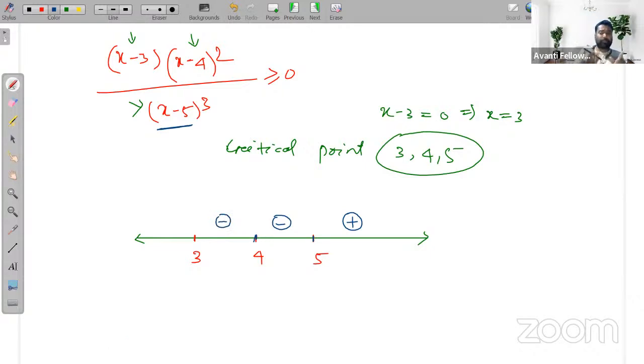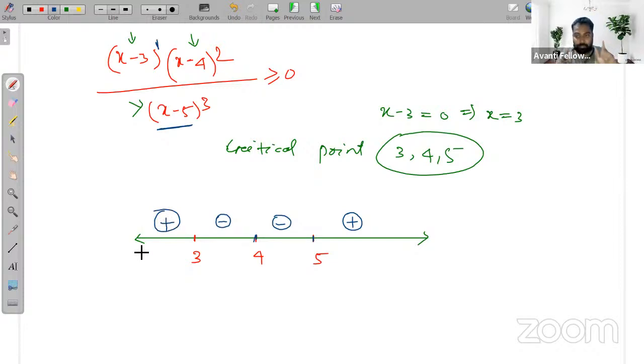Okay. Next, move to the next point, that is 3. What is the corresponding factor of 3? That is x minus 3. And what is the power of x minus 3? That is 1, and we know 1 is an odd number. That means if we get an odd power factor, then we have to change the sign. The previous sign is minus and we are getting an odd power here, so we have to change it. This is positive. Clear, guys?